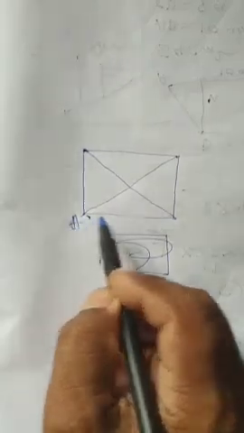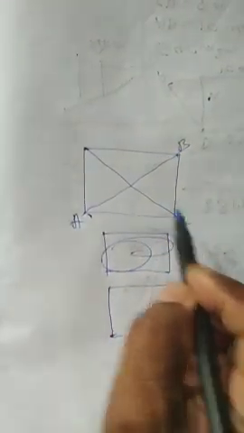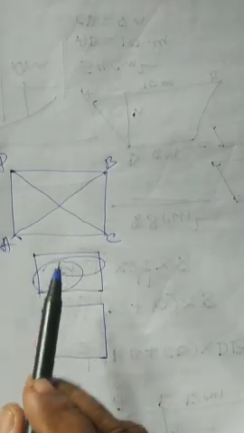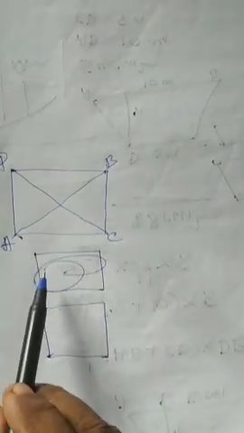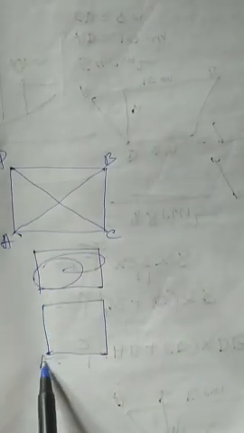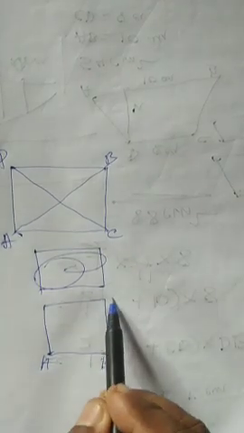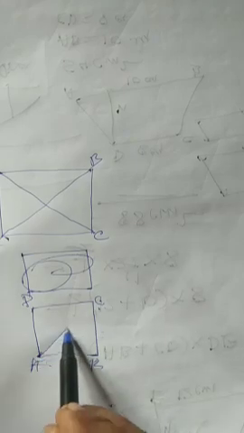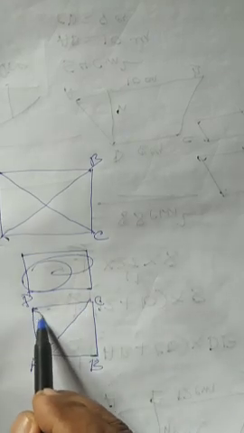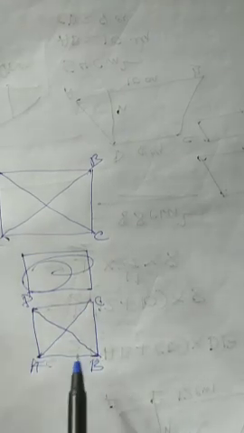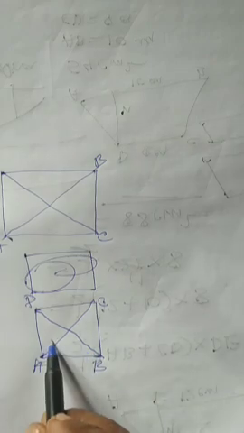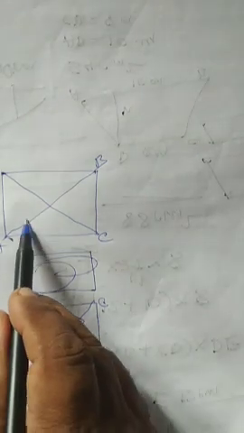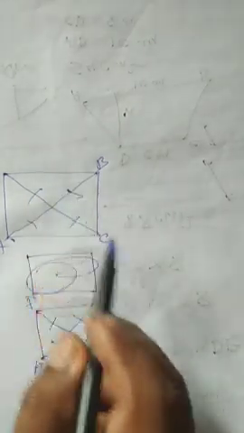That is AB, CD. In case of a rectangle, AB equals CD. In case of a square, AB equals CD. That is, diagonals are equal in case of a square and rectangle. Also they equally bisect, that is this side, this side, this side, this side are all equal. In case of a square, this side, this side, this side, this are equal.